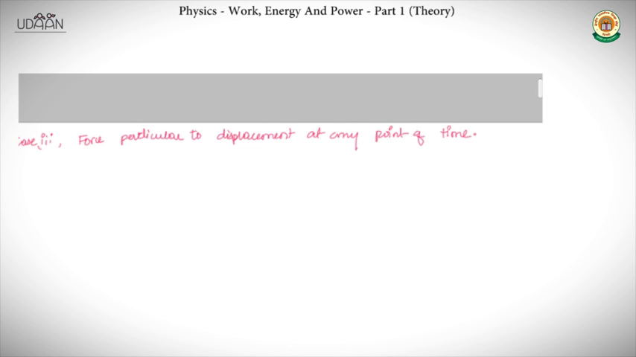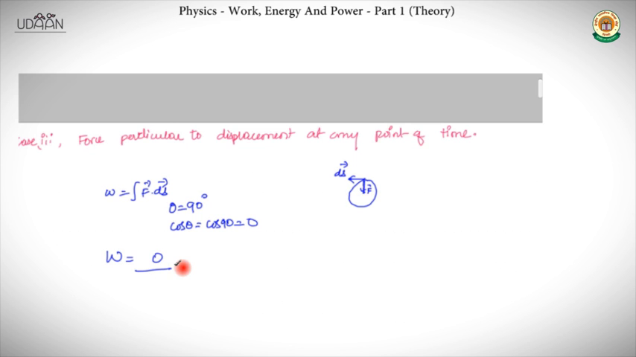Suppose force is perpendicular to the displacement at any point of time, that is, a circular motion. The force will always be the centripetal force F bar and the displacement vector is always ds bar, perpendicular to this. In this case, work done is equal to integral F bar dot ds bar and theta is equal to 90 degrees. We know cos 90 degrees is equal to 0. So work done will always be equal to 0 when force and displacement vector are perpendicular to each other.